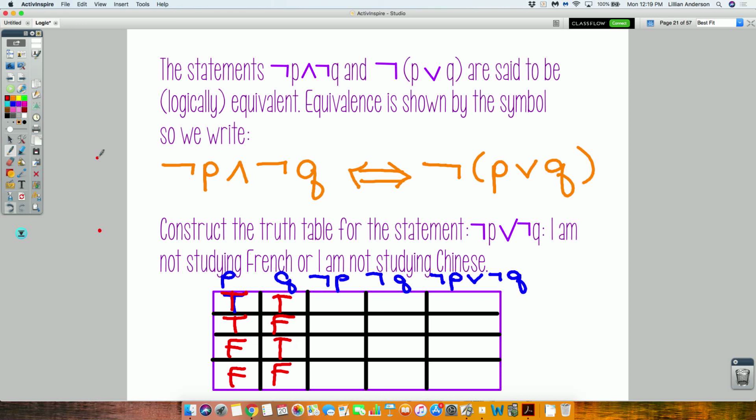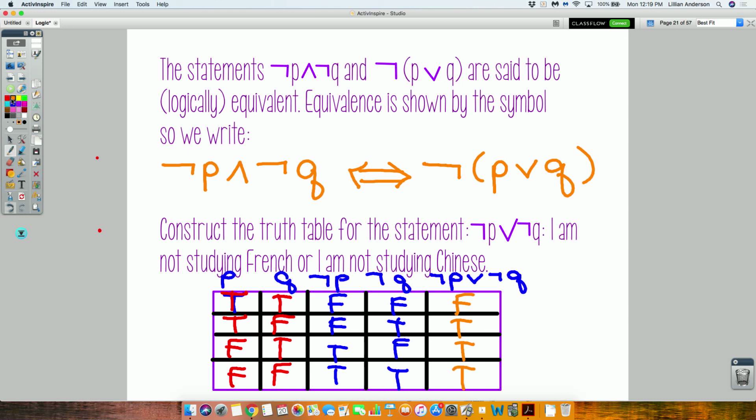So, not P. It should have been what? False, false, true. Not Q: false, true. Okay, so now we have to take what's in blue and do the inclusive or. Not P or not Q, which also means or both. So, false, true, true, false.